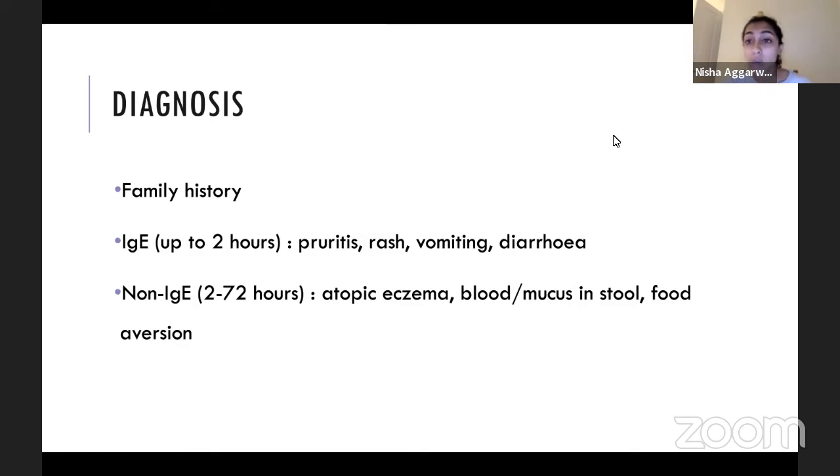So IgE, think of your classic allergy. So you're thinking urticarial rash, you're thinking itching, you're thinking acute vomiting, loose stools, swollen lips. Think about going along your anaphylaxis symptoms type pathway. Your non-IgE is often more subtle, and that can present with eczema, so really dry skin, blood or mucus in the stool, food aversion, faltering growth, generally quite more insidious onset symptoms that may not be picked up as easily because they're not as obviously an allergic reaction. There may be a family history as well.